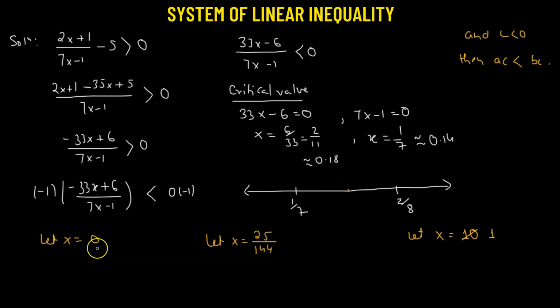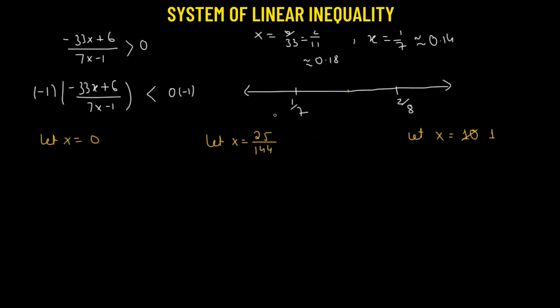Fine. Once we choose these values, we are going to substitute them into our rational expression, which is (33x - 6) divided by (7x - 1). Let's note it down. We have our expression (33x - 6) divided by (7x - 1). For x equal to 0, we'll have negative 6 divided by negative 1, which gives us a positive value. So for values of x less than 1 over 7, we get a positive value.